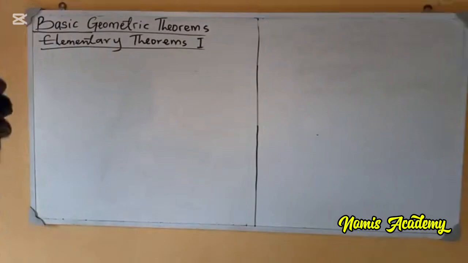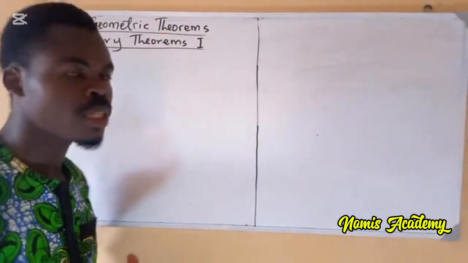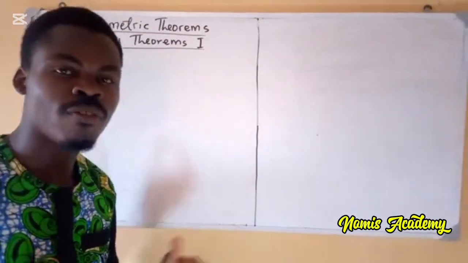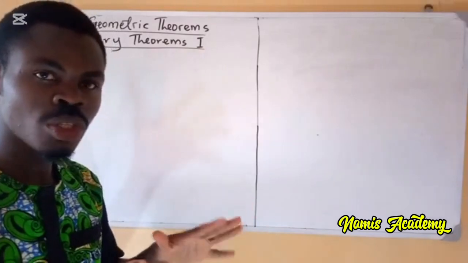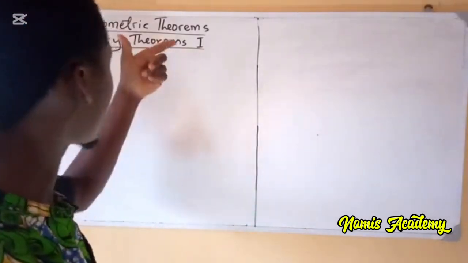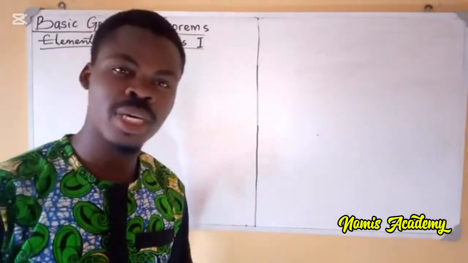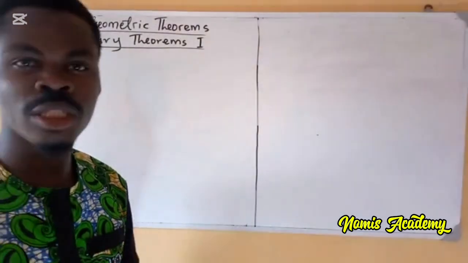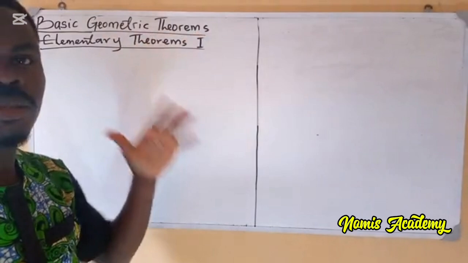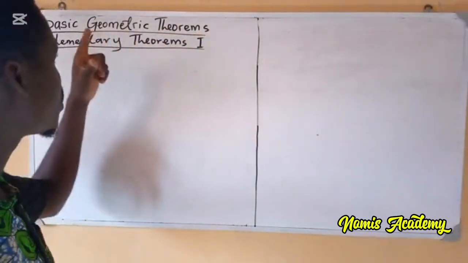In this video, we're going to consider basic geometric theorems. First and foremost, let's define the term geometry. Geometry is a branch of mathematics that deals with the study of shapes, the plane shape and the solid shape, while theorems are general conclusions in mathematics which have been rigorously proven to be true. With the full knowledge of mathematical theorems, one should be able to solve problems under geometry.